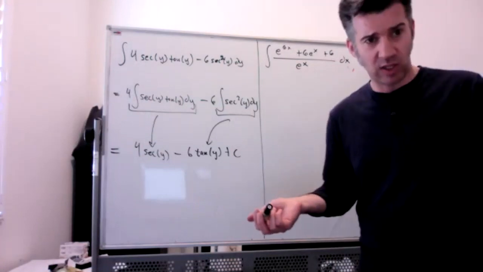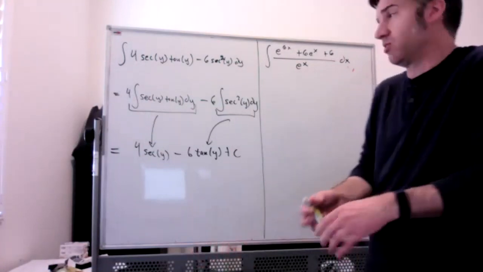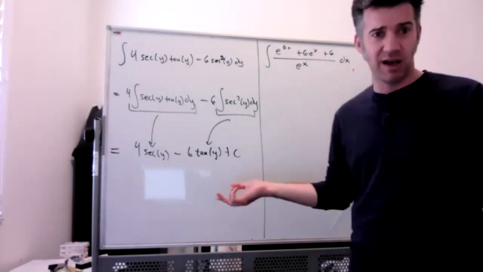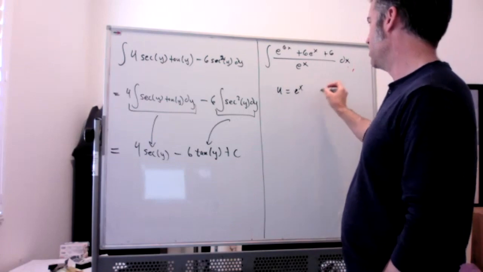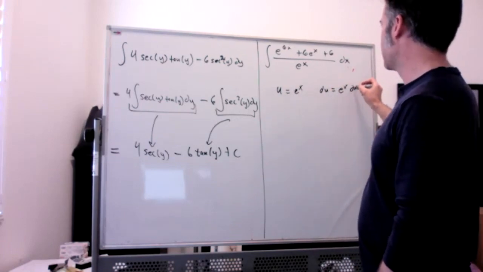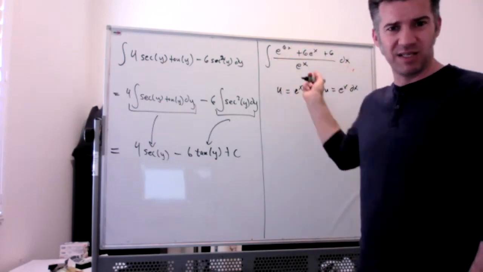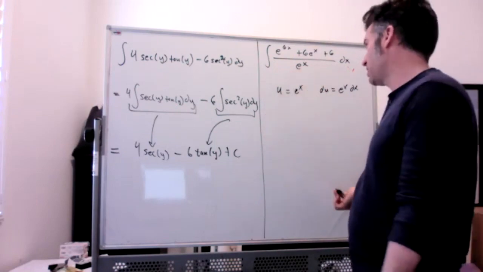Other problem. You might guess this was a u sub. I wouldn't fault you for guessing it's a u sub, right? Because it seems like, well, I got an e to the x stuck. I can try letting u equal e to the x. And then du is e to the x dx. But I don't really have an e to the x times dx I can deal with here. And it's not what we want to do.